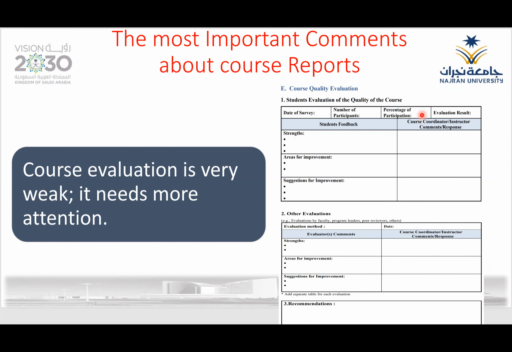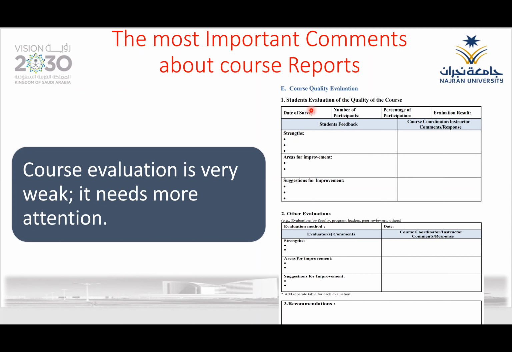The percentage of the students. For example, I'm teaching 6 students, 3 of them just participate, so the percentage of participants is 50%. Then what was the evaluation result that we get at the end of the report? The most important thing for them is to find out the strength, area of improvement, and suggestions from this survey. So we have to write it.